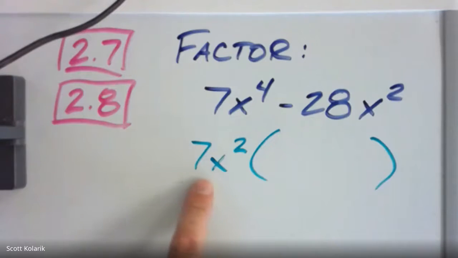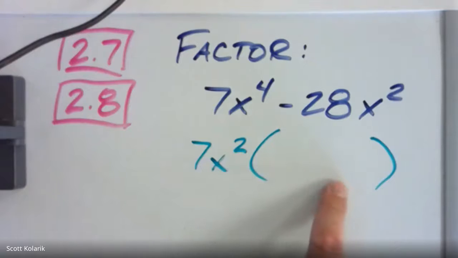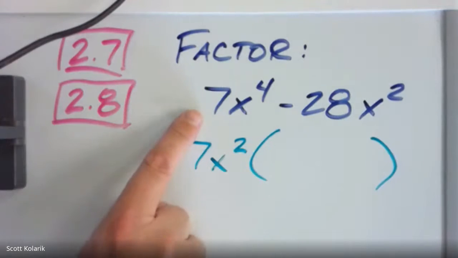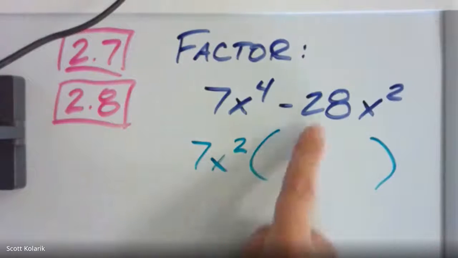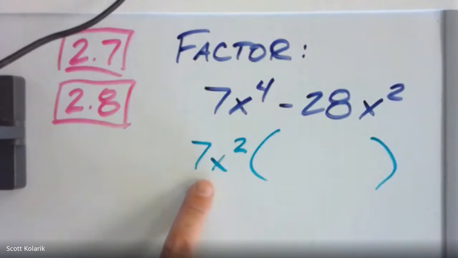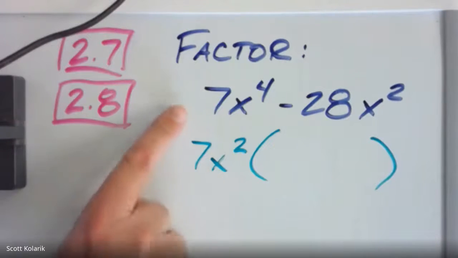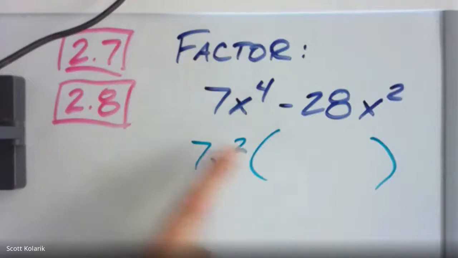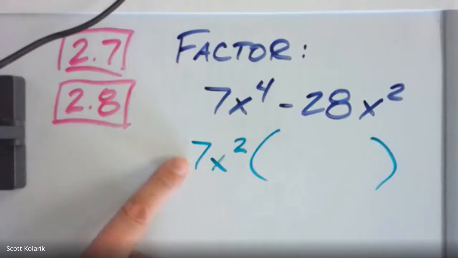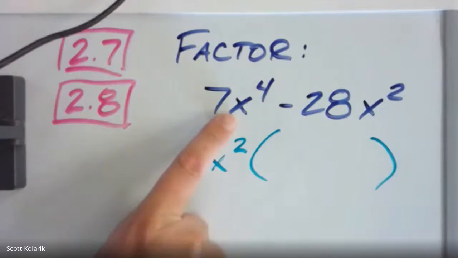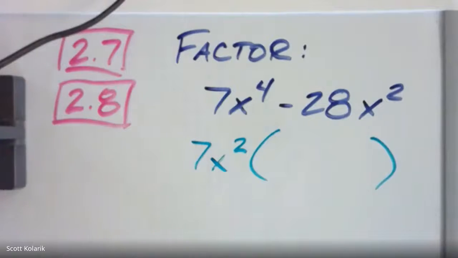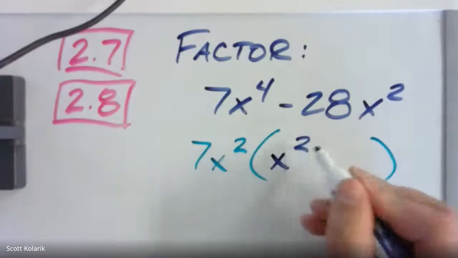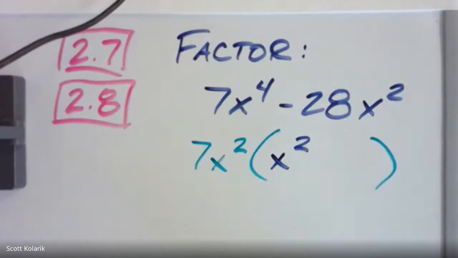When I pull out a greatest common factor, I'm doing it through division. Okay, so to figure out what's left over, once I pulled the 7x squared out, I'm basically dividing 7x to the fourth by 7x squared and the negative 28x squared by 7x squared. Another way to attack it, again, deal with your numbers first. If I want to figure out what's left over for my first term, 7 divided by 7 gives me 1. And the x to the fourth divided by x squared leaves me with x squared left over. 1x squared technically, but I don't bother writing the 1.